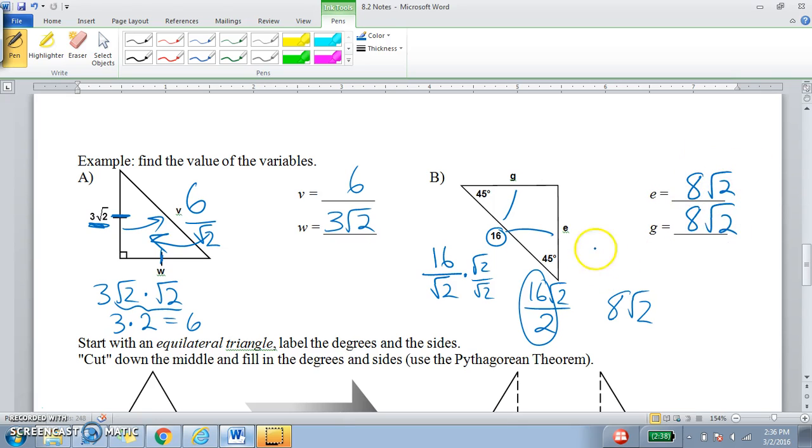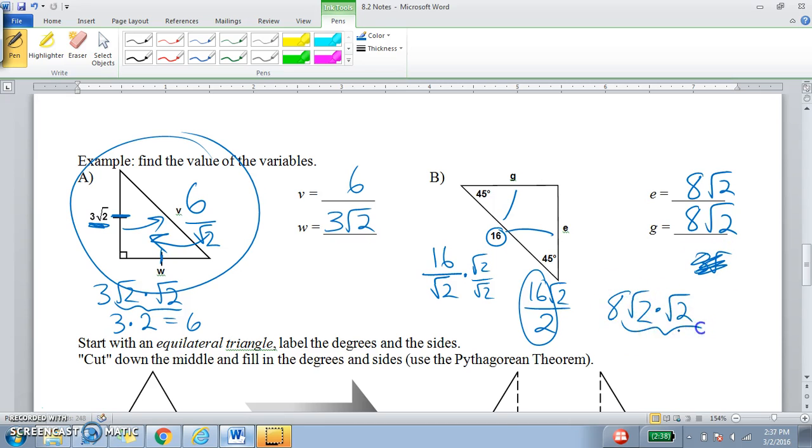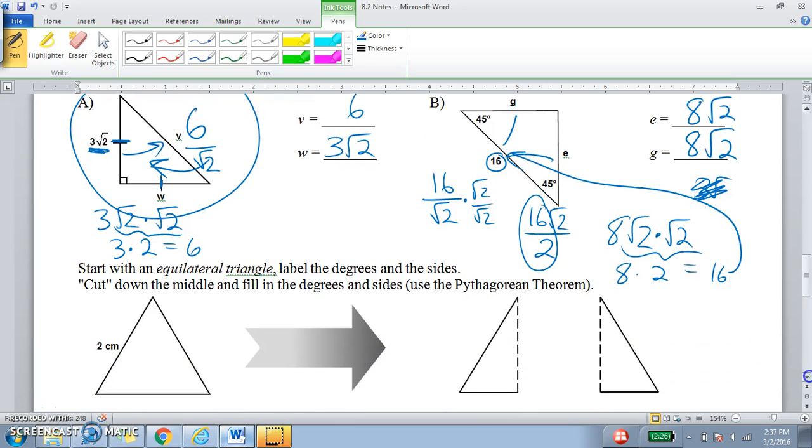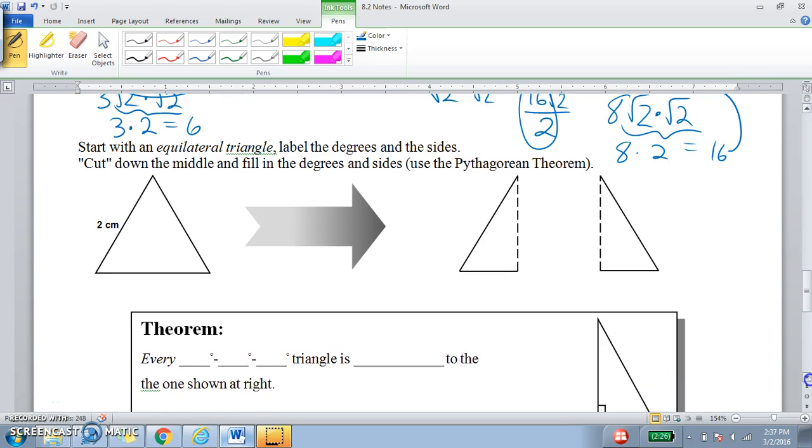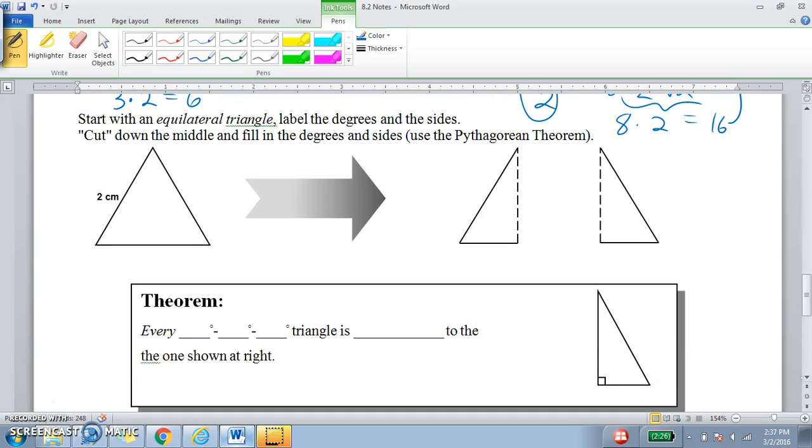If we took 8 root 2 and did what we did over here with the 3 root 2, whoops, we use this one. So 8 root 2 times root 2. Root 2 times root 2 is 2. Times 8 is 16, which we know is the hypotenuse. Okay, so that's the 45, 45, 90 triangle. Now for the other type of special right triangle.